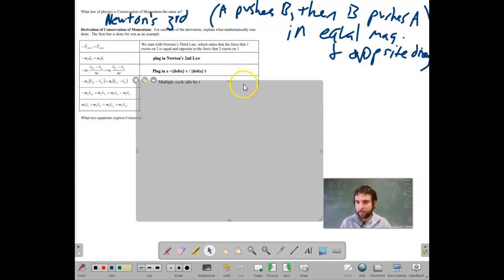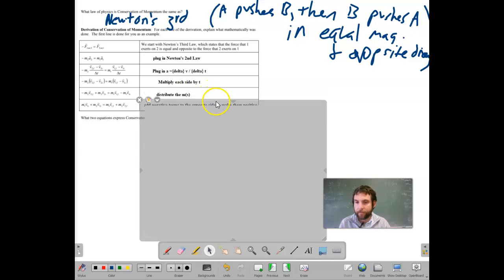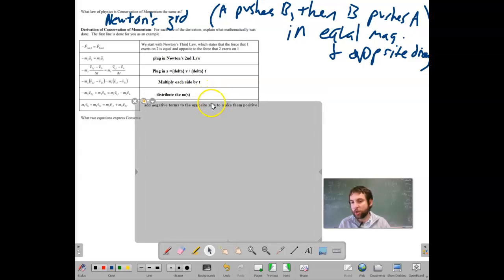Next up, we would multiply each side by t. What that does for us is it cancels out the t. Now time is no longer required. If we kept t involved, then we'd be talking probably about impulse, right? But not this time. Next, we're going to distribute the m's. So m2 is going to be multiplied by v2f and v2i, and then m1 is v1f and v1i. Then finally, we added the negative terms to the opposite side to make them positive.